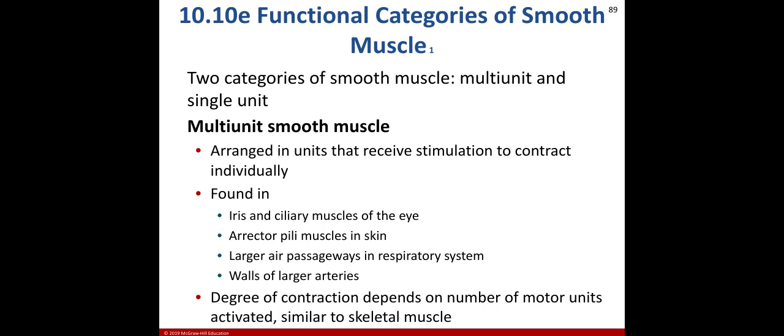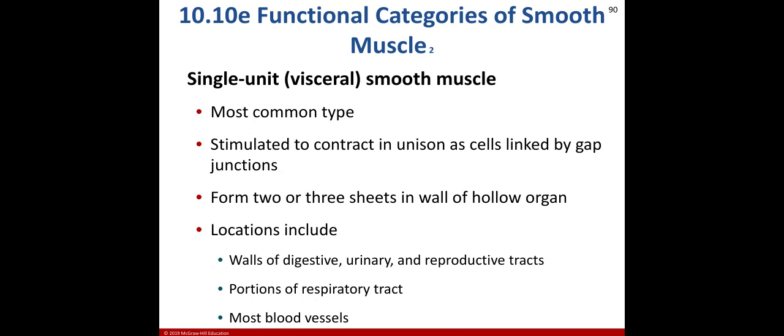And then you can also find them in the walls of arteries. Their degree of contraction depends on the number of motor units, awfully like skeletal muscles. So they can have just a few of those motor neurons, or they can have many. Then there is visceral smooth muscle. This is the most common type. It's going to form two or three sheets in these hollow organs. They are located in the wall of the digestive, urinary, and reproductive tracts, and most of the blood vessels. And really, they are just going to contract in unison because of these gap junctions.